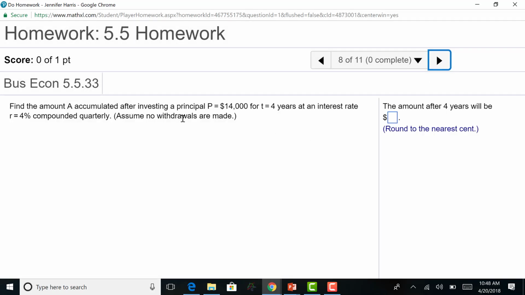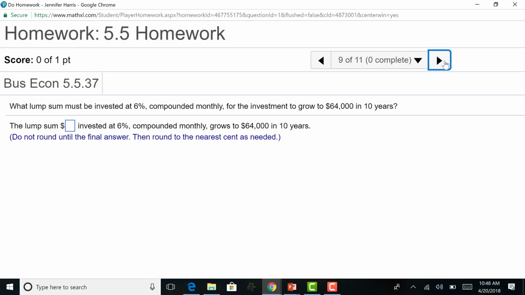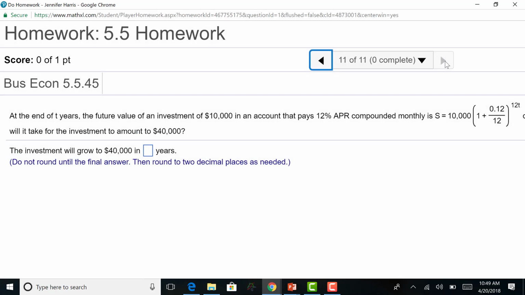Alrighty. I'm just trying to see if there's anything in here. This is my lump sum one. What lump sum must be invested at 6% compounded to grow your money to $64,000? You need $64,000, so you plug the numbers into the formula. All right, number 10. 11. Okay, nothing difficult about these. You're literally just plugging in numbers and calculating.